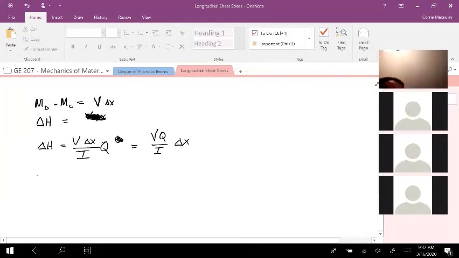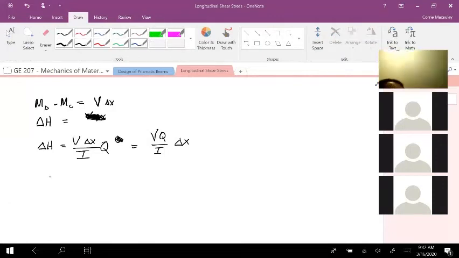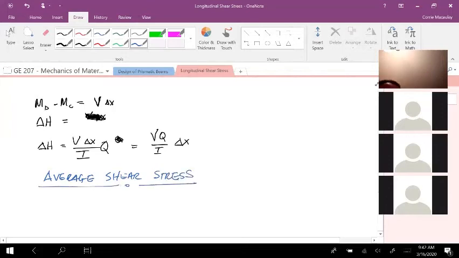So therefore, if I look at an average shear stress, now I'm looking at shear stress, so I can write my shear stress as tau. If I know a longitudinal shear force, delta H, if delta H is a shear force, what would be the shear stress?